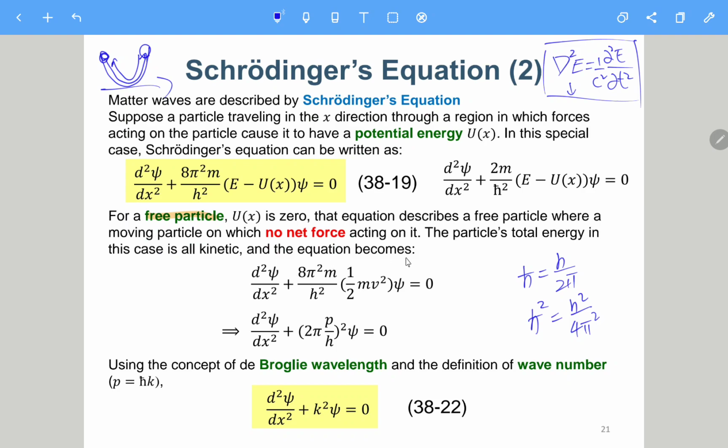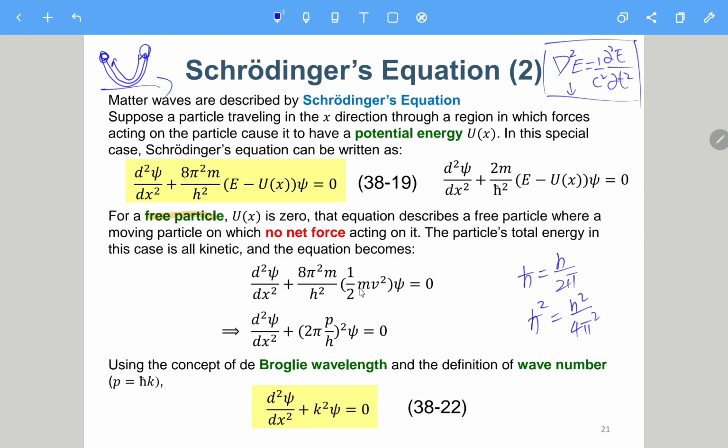And the energy becomes this one. As this is kinetic energy, it is 1/2 mv squared. We don't consider the relativistic effect here. We don't use the gamma minus 1 times mc squared. Here we only use the classical kinetic energy to substitute the total energy E.